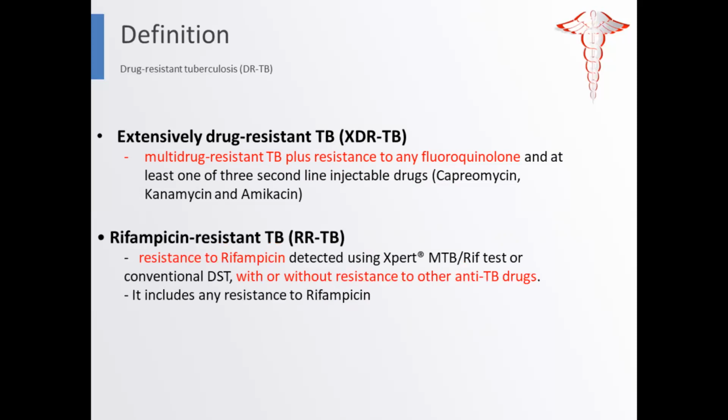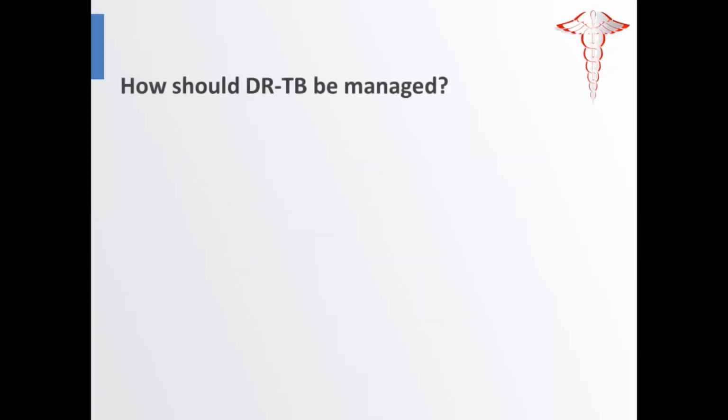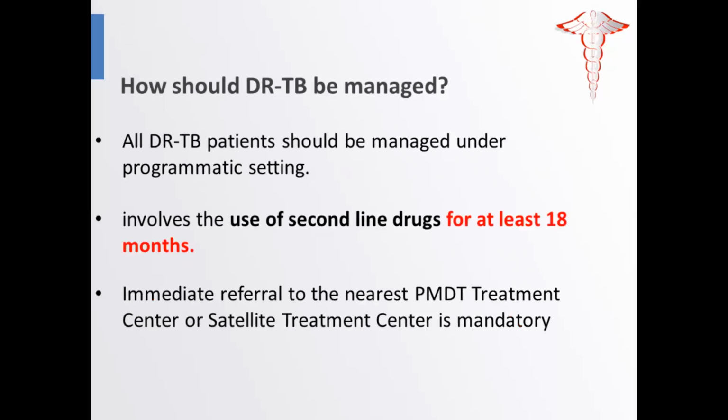Rifampicin-resistant TB, or RR-TB, is resistance to rifampicin only. So, DR-TB is managed for 18 months using the second line drugs, and these patients are referred to satellite treatment centers. For TB treatment, they should be isolated.